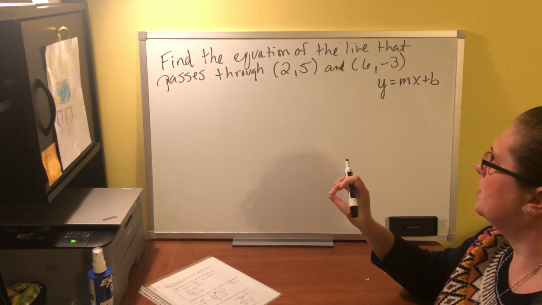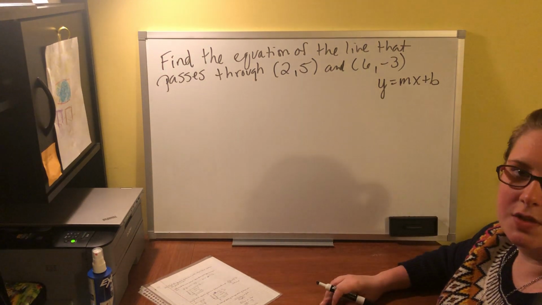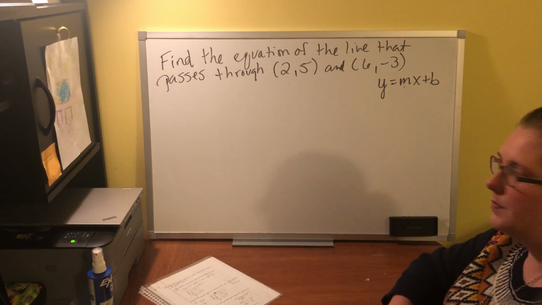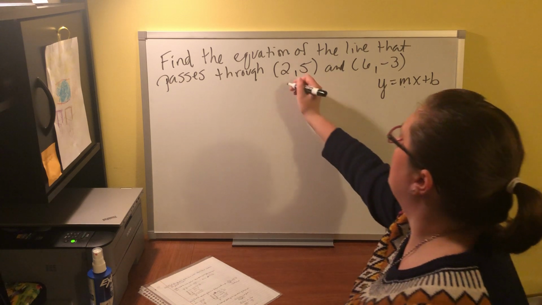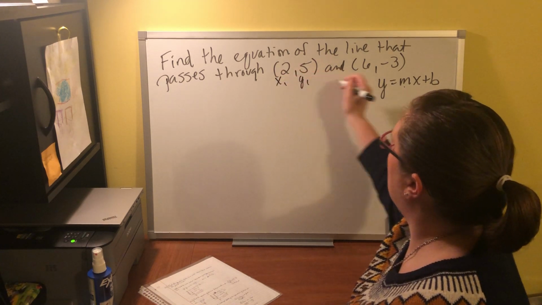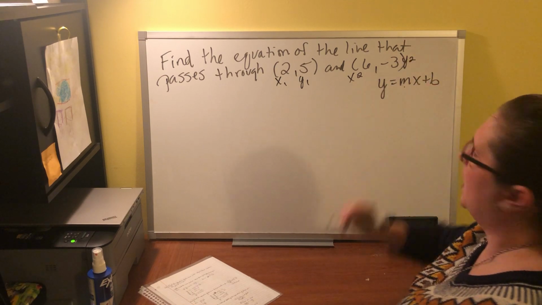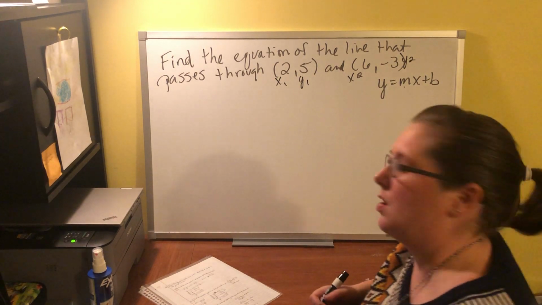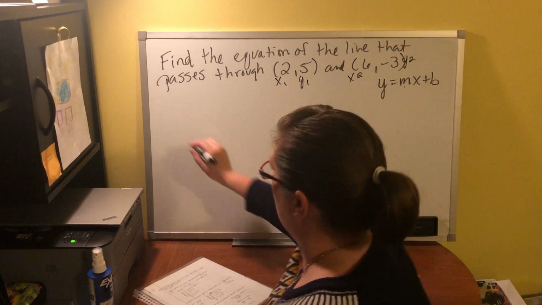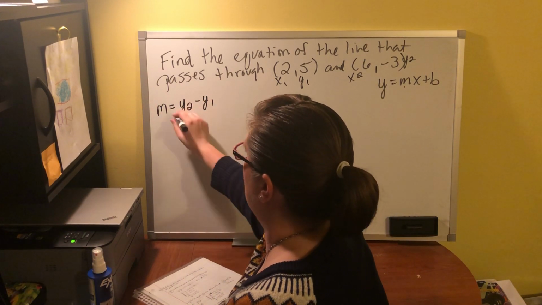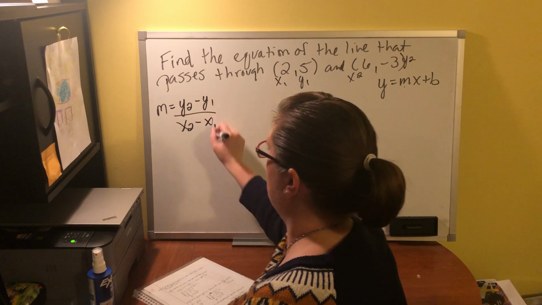So the first thing we're going to do, we're given 2 points. We've learned this previously in another section. We're going to find slope first, okay? So I would go ahead and label these as x sub 1, y sub 1, x sub 2, y sub 2, and go ahead and use our formula for slope. So our m equals y sub 2 minus y sub 1 over x sub 2 minus x sub 1.